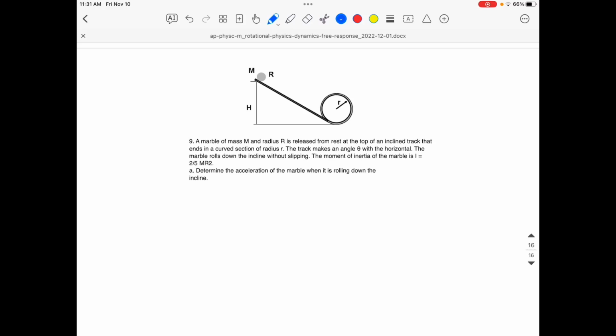Okay, so we're working on problem number 9, and in this scenario, we want to find the acceleration of the marble when it's rolling down the incline. And since we're solving for acceleration, I can use my torque equation that force times radius is equal to inertia times alpha. And instead of alpha, I'm using a over r. It is friction here that is causing the rotation. So I've got a frictional force.